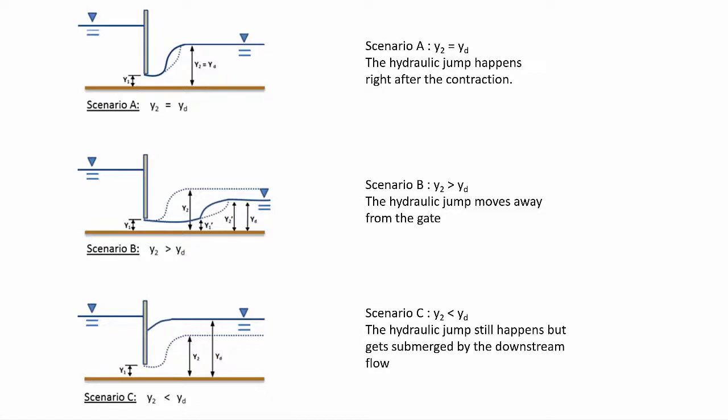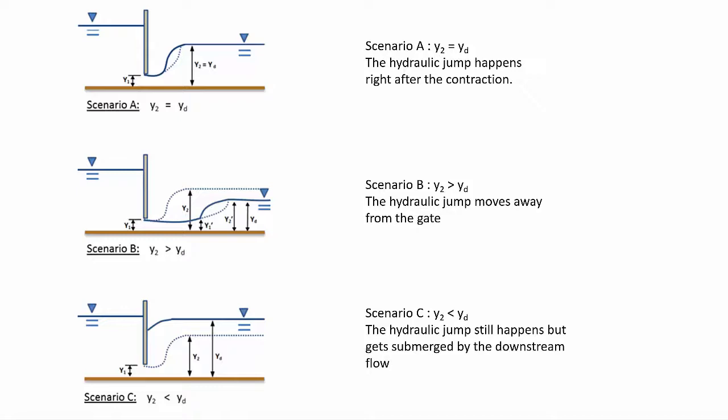What if the condition in the Belanger equation does not meet? Let's use y2 to represent the predicted downstream depth using the Belanger equation, and yD is the actual downstream depth. In scenario A, where the predicted depth y2 equals exactly the downstream depth yD, the hydraulic jump will occur right after the contraction region. In scenario B, where y2 is much higher than the downstream depth yD, the hydraulic jump cannot occur because there is no water to jump.